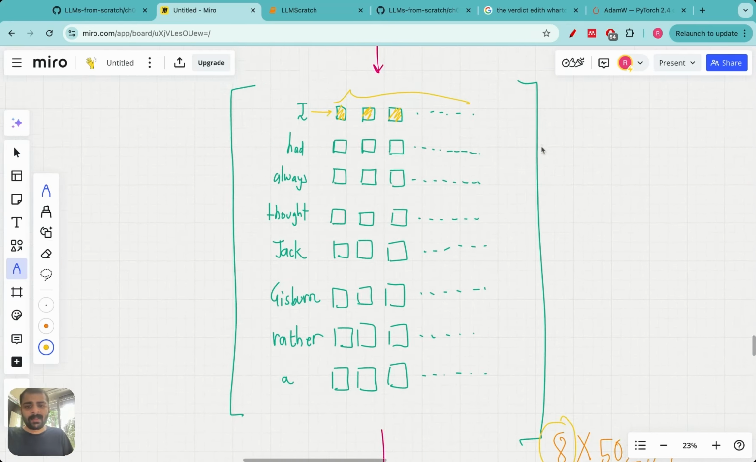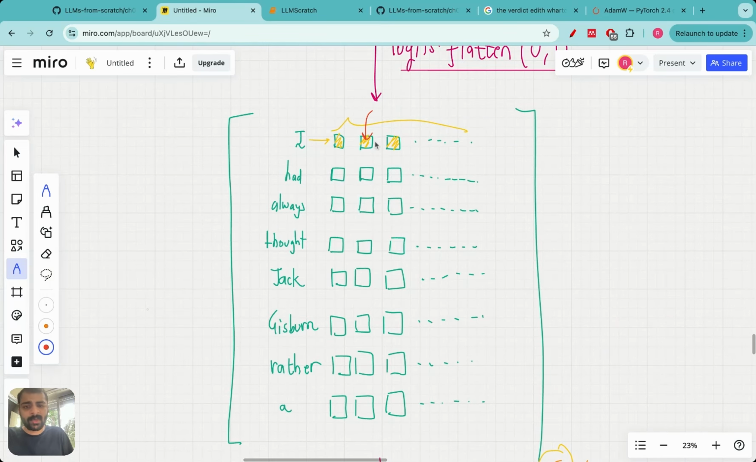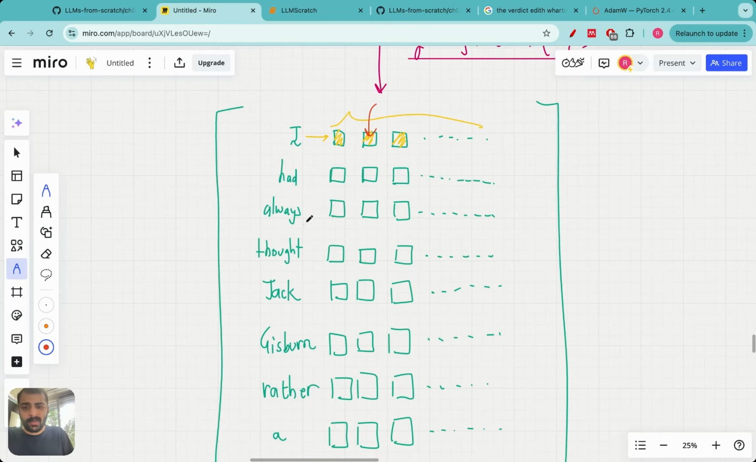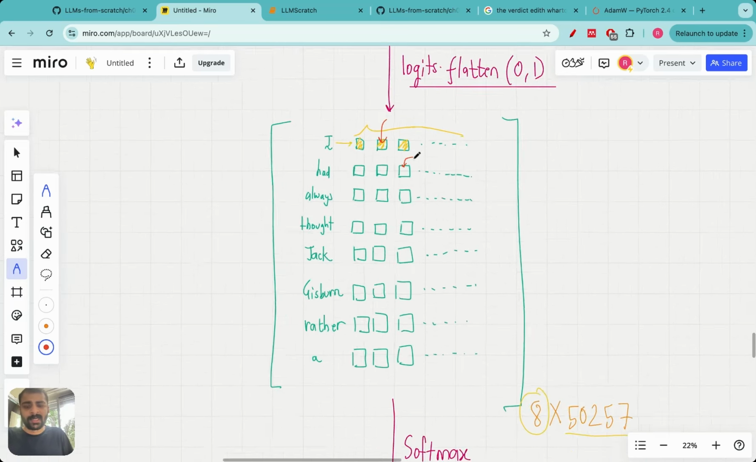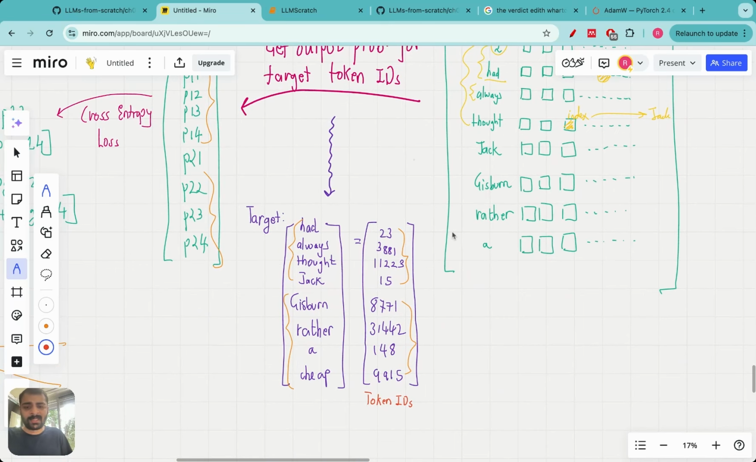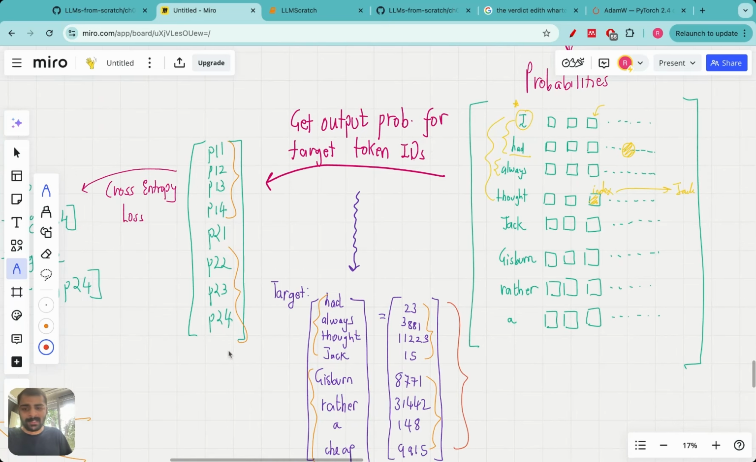So let's say if "I" is the input and "had" is the output, I want this token index to have the maximum value of the probability. When "I had" is the input, "always" is the output. So let's say I want this token index. What we do here is collect this list of targets and their token IDs, and find the probabilities in each row corresponding to these token IDs.